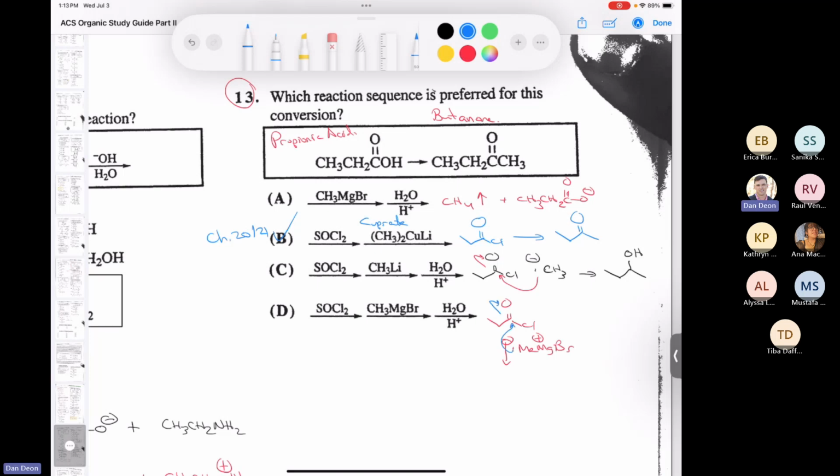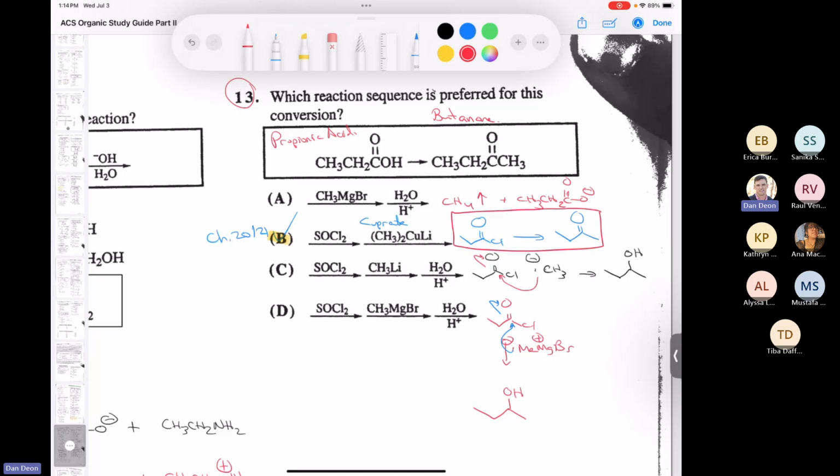We lose the leaving group. And then after protonation, from this one as well, you would end up with butanol. So the only answer here is going to be B. It's the only one where we make the ketone. So make sure you review this reaction, okay?